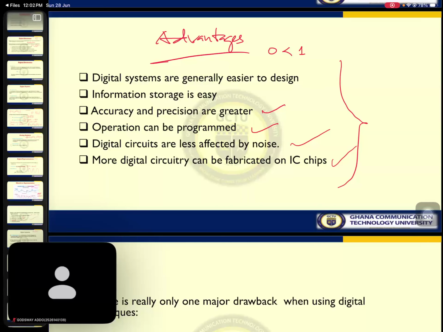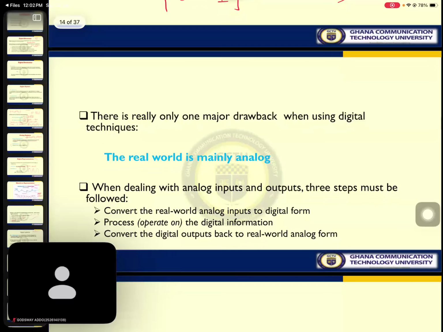So the circuit does not need to know whether the voltage is exactly 3.1, 3.5, 4.8. It simply treats all of them as logic 1 or 0. So the digital design is easier because we reduce many possible values into a smaller number of states. So instead of designing a circuit to handle infinite or continuous values, we design it to only recognize 0 and 1. Very easy.